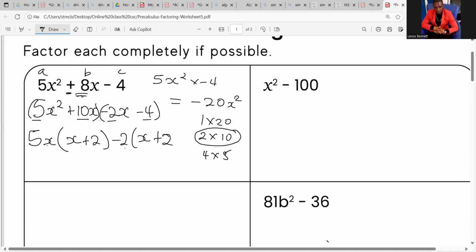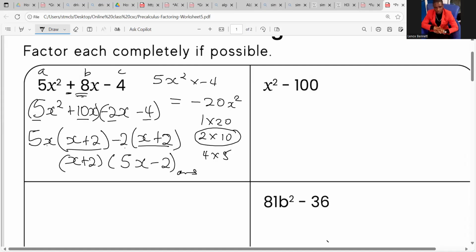So already we can start seeing our answer. Take out what's common. Here we have x plus 2. And what's outside, which is here, 5x minus 2. And that is our answer. So that's our answer for the first one.